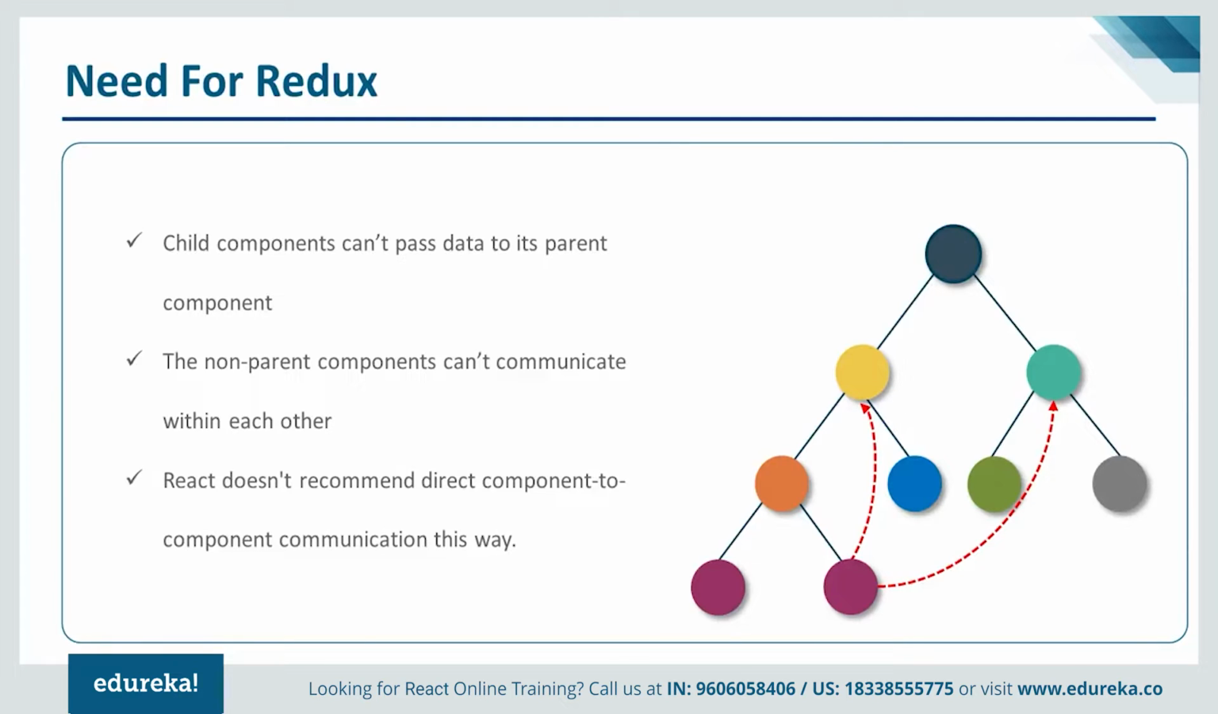So we need Redux. At the same time, the non-parent components can't communicate with each other. For example, all those components that do not have any parent relationship cannot communicate with each other. Also, React does not recommend direct component communication this way. So this is also one of the problems if we use React.js alone, and we talk about complex data flow architecture in an application. It's not at all possible using React.js alone. We need something else which handles our data flow, from top to bottom or bottom to top, which we say is parent to child relationship or child to parent data flow. That can only be achieved using Redux with React.